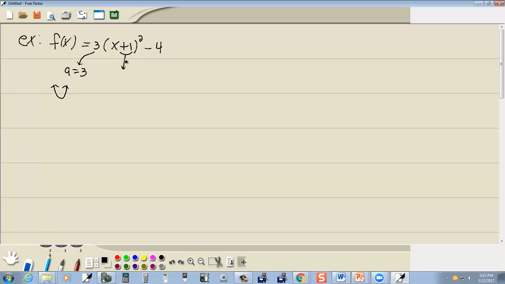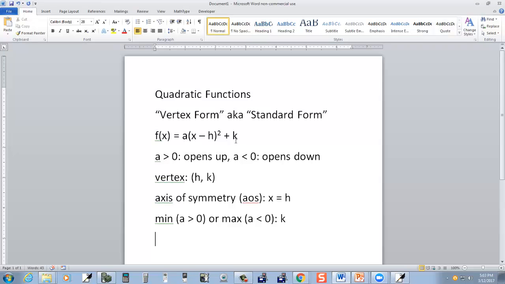Now, whatever number's inside here is going to be our h, and it'll be the opposite sign of whatever's there. So h is going to equal -1 since this is a positive one. And then whatever number's here at the end will be your k. So k is equal to -4. If you're wondering why it's the opposite sign, well, whenever your formula has a minus or a negative in it, that always flips your signs.